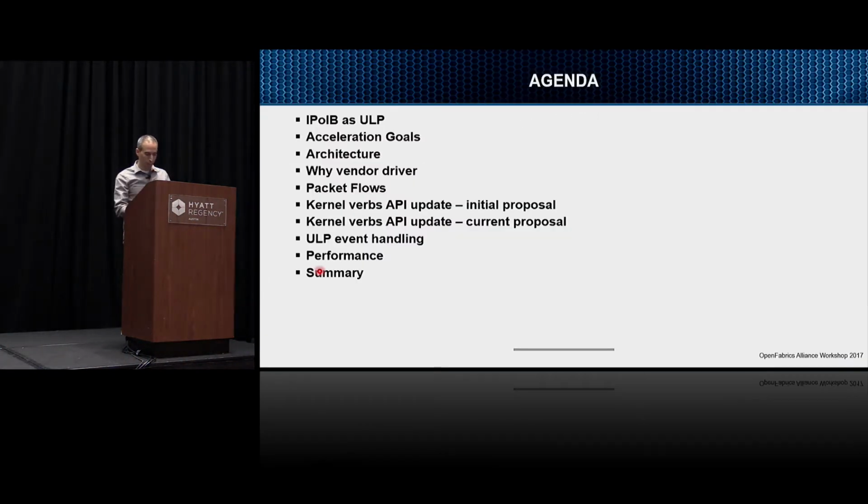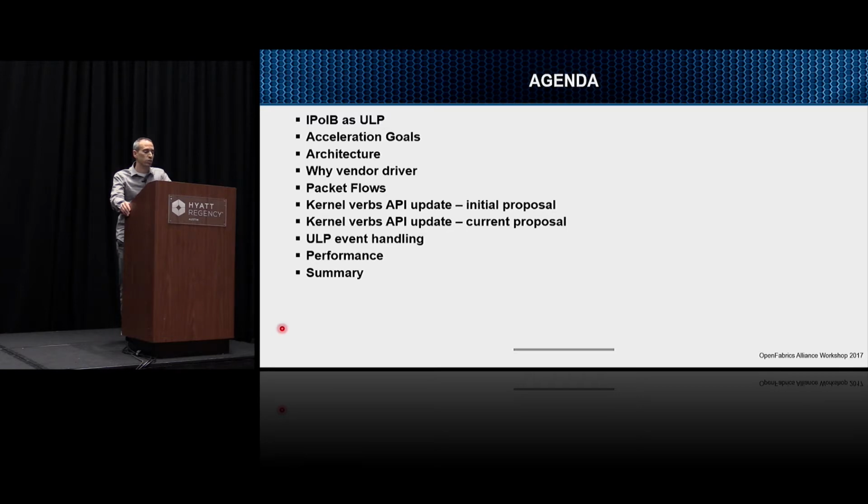Okay, so the agenda for today is first I'll start with IP over IP as ULP, what it is and how we use it. What would be the gains and what would be the goals of having it accelerated. Some basic slide about the architecture for accelerating it. Why do we want a vendor-specific acceleration, which will be proposed here? What would be the packet flows for the accelerated and non-accelerated modes?